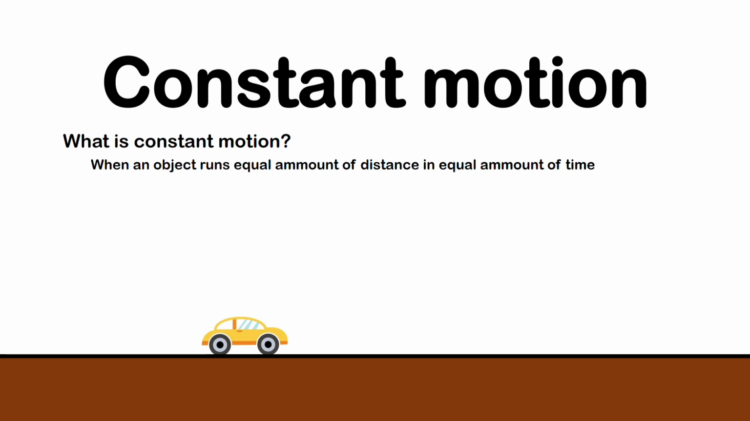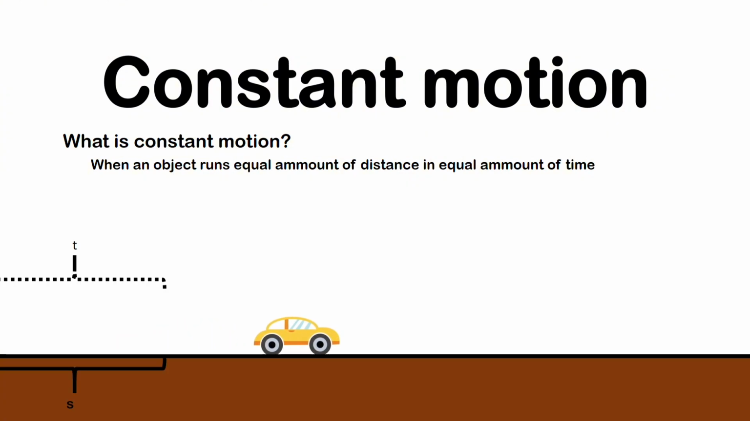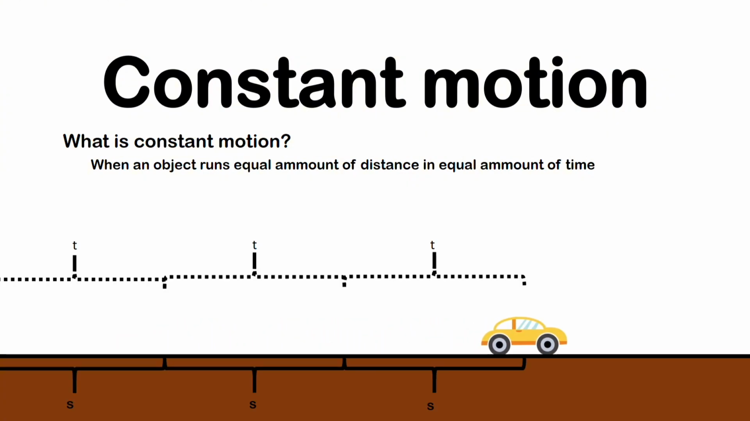If we look at the animation, when my car is going with the same amount of speed, it will take t amount of time to run s amount of distance. And as you can see, no matter when we look at it, if we only see the t amount of time, it will always run the same s amount of distance.